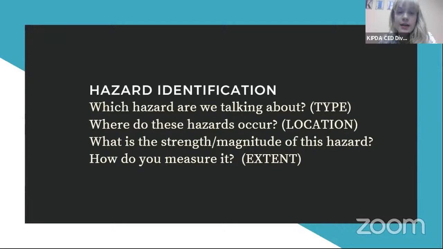Essentially, what this does is it looks at which hazard we are talking about. Where do these hazards happen typically? How do you measure the hazard? Is it in acres? Is it in the Enhanced Fujita scale for tornadoes? How do you measure its magnitude? And that goes to extent.